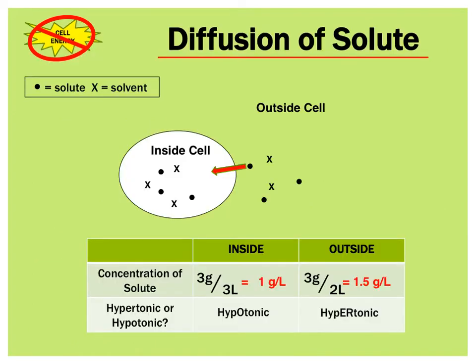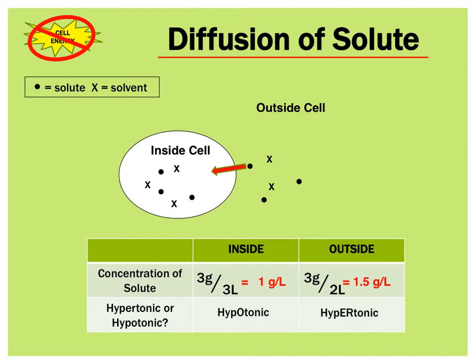When trying to predict which way a molecule will move, it's critical to consider the concentration rather than the number of molecules in an area. In this example, let's predict which way the solute will diffuse. Inside of the cell, we have 3 grams of solute. We also have 3 liters of solvent. Outside of the cell, we have 3 grams of solute as well, but we only have 2 liters of solvent.